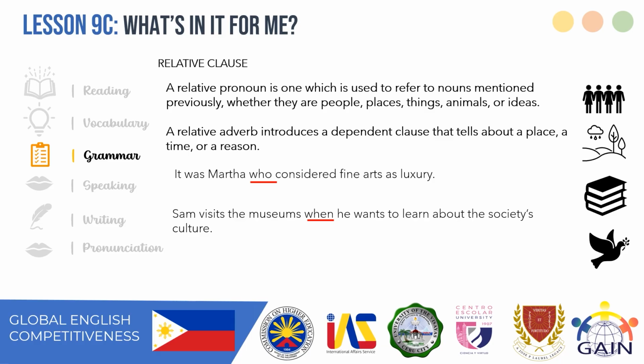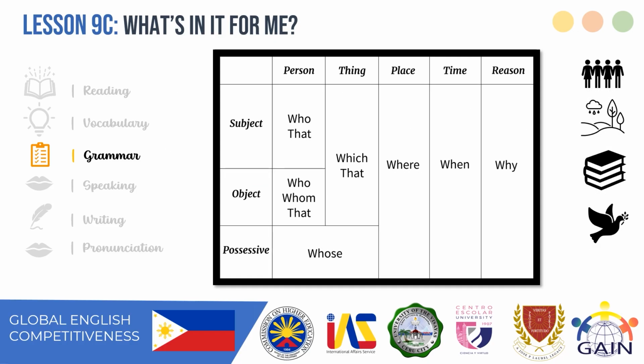And for our third example, Kiko suggested that we invest in masterworks.io to grow our wealth. Now this is a relative pronoun. Okay, the word that refers to the suggestion. To help you in remembering these relative pronouns and relative adverbs, pay attention to the chart.